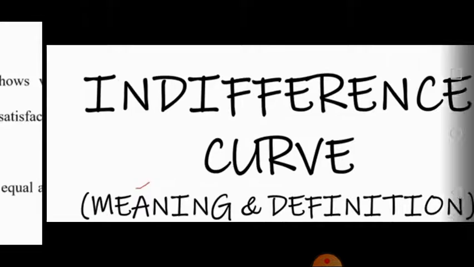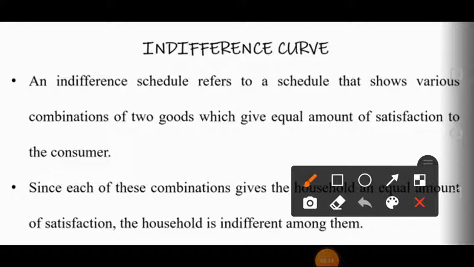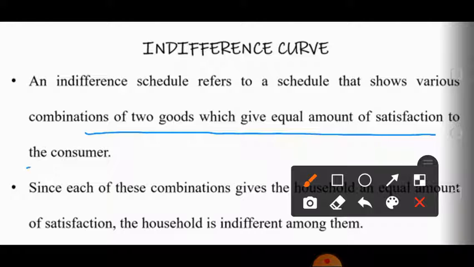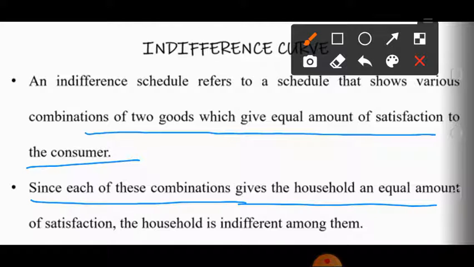So what is an indifference curve? First we will see the indifference schedule. What is a schedule? A schedule is the tabular presentation of the data with the help of which we will make the curve. So an indifference schedule refers to a schedule that shows various combinations of two goods which give equal amount of satisfaction to the consumer. Since each of these combinations gives the household an equal amount of satisfaction, the household is indifferent among them.